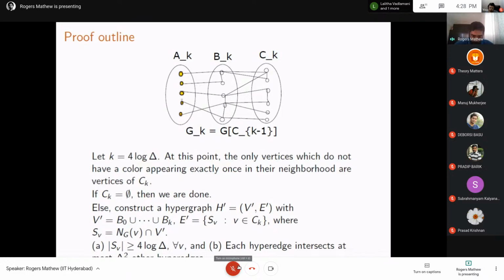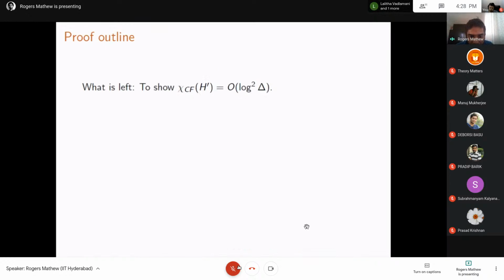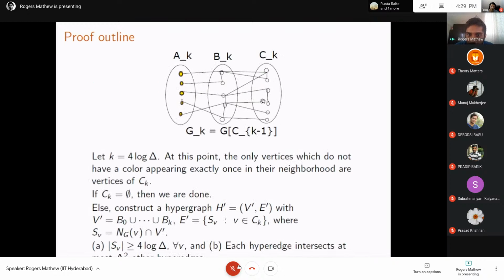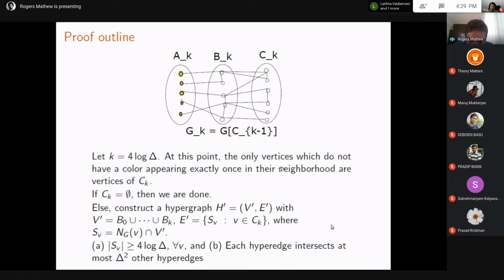verify that. Now, once you have these two nice properties, we're going to use an existing result. So we want to show that this hypergraph H prime has a conflict-free coloring using at most order of log square delta colors. And that will be the proof, because it is only these CK vertices that we need to take care of. If we color this hypergraph, which is basically the neighborhoods of the vertices in CK, in a conflict-free fashion, that is every hyperedge seeing some color exactly once, that would mean every vertex in CK would see some color exactly once in its neighborhood.